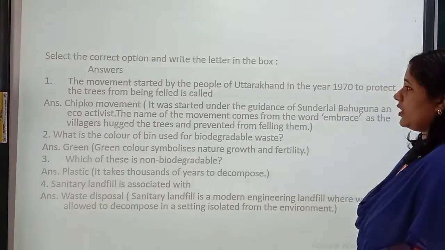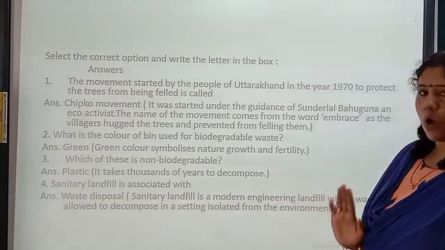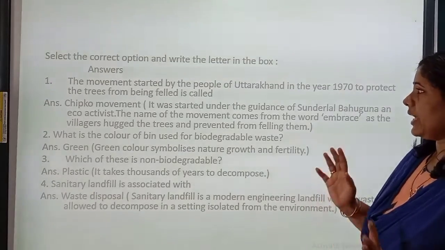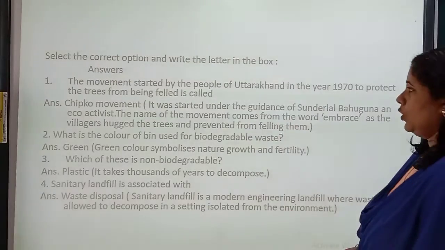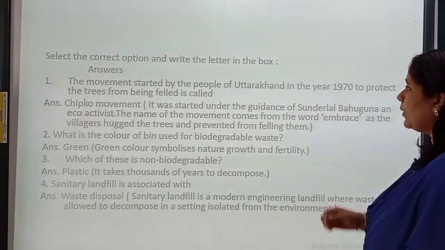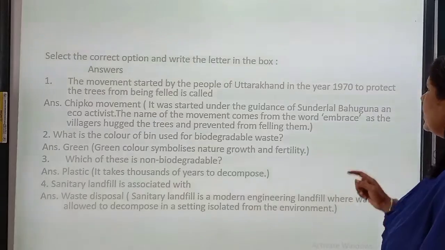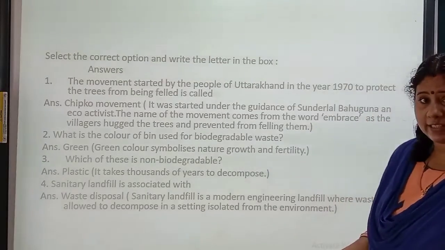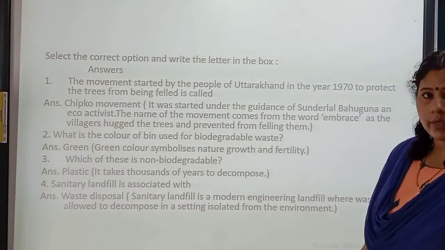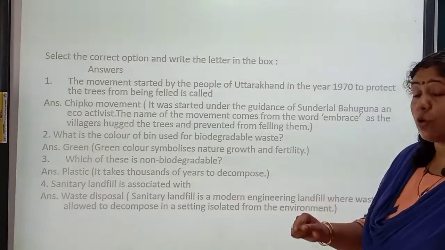Select the correct option and write the letter in the box. So it's given in MCQ form. Here I am sharing answers with you. The movement started by the people of Uttarakhand in the year 1970 to protect the trees from being felled is called Chipko movement. Now why is it known as Chipko movement?